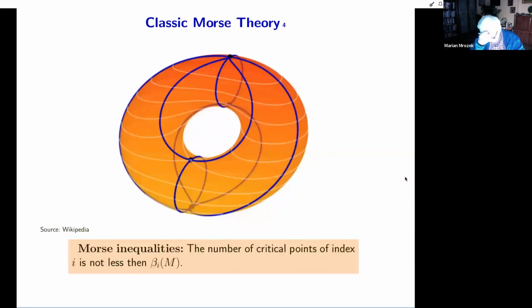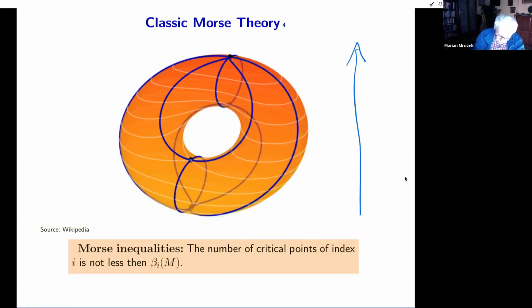The typical example one usually provides when speaking about classical Morse theory is this tilted torus, where the function considered here is just the height. You just put this torus standing on a table and you measure the height above the table. This is the smooth Morse function, and it generates these flow lines. Some of them are marked here. This is a picture taken from Wikipedia.